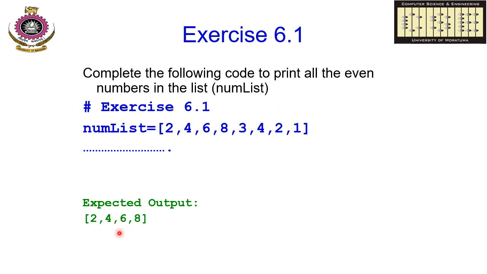The expected output would be a list containing the even numbers 2, 4, 6, 8. Notice that there are repeating numbers as well. So you don't want to include the repeating numbers. Think about it. Pause for a while and think how this can be achieved.